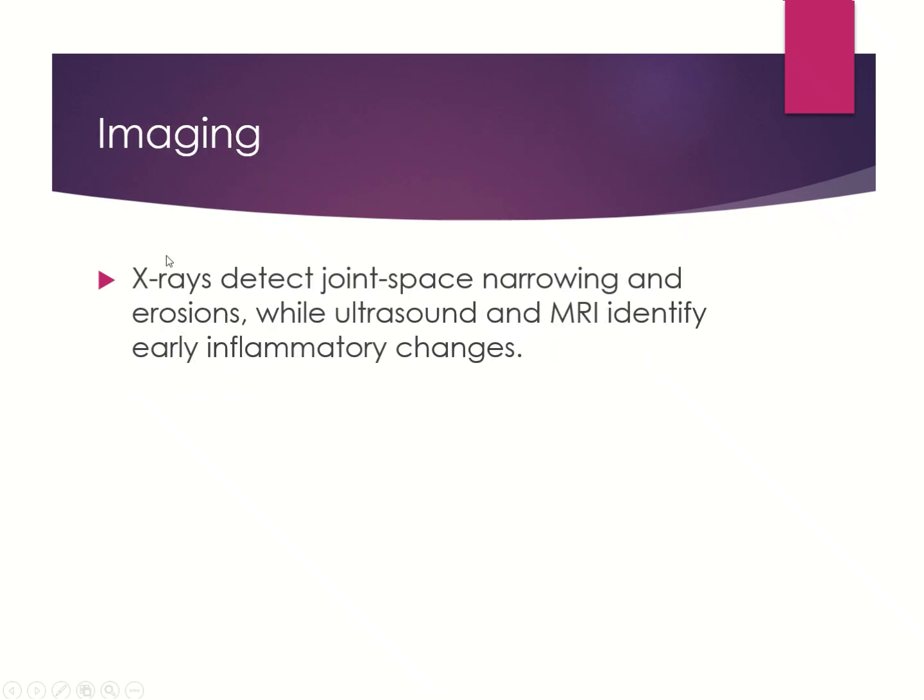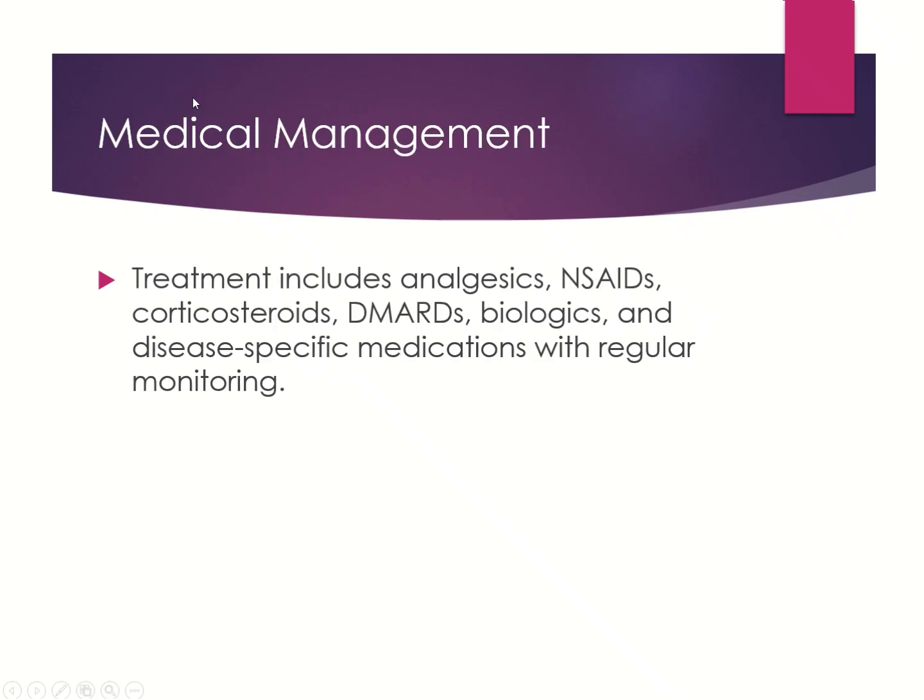So now come to the imaging. In imaging, as I told earlier, X-ray detects joint space narrowing and erosions, while ultrasound and MRI identify early inflammatory changes. Because if we have to detect the disease early, then we can ask the patients to get an ultrasonography done, and we can ask the patient if they can do MRI also, and later on X-ray also detects the disease. Now, what is the medical management?